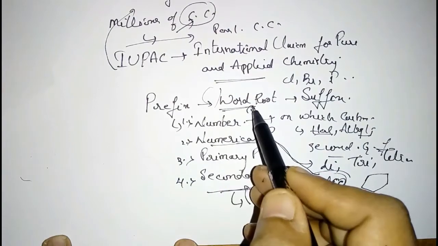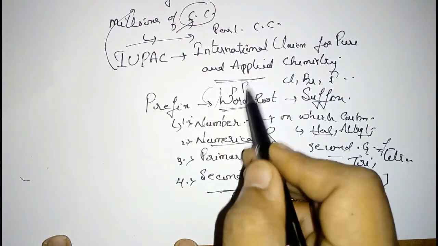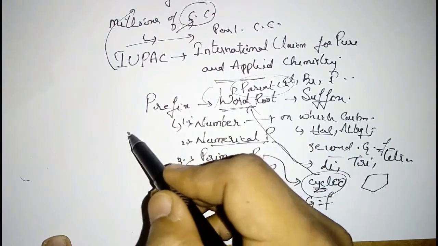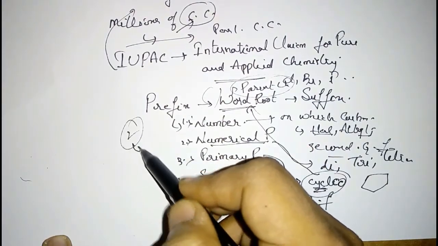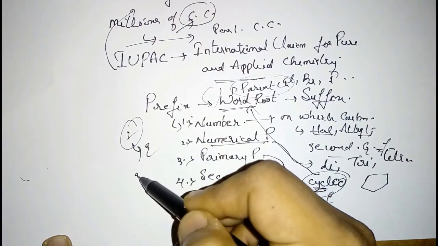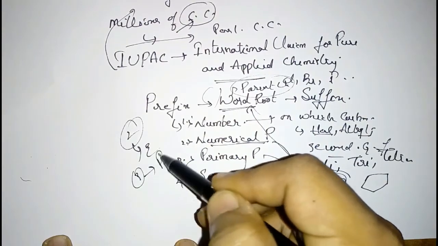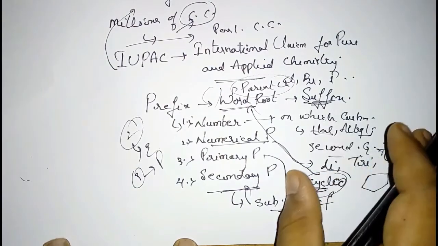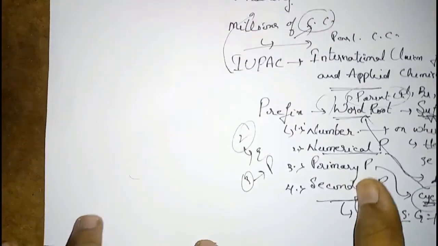Then comes our word root. Word root means our parent chain. If it contains two carbons in the parent chain, we say ethane. If it contains three carbons, we name it propane. That's what our parent chain says. Next one is our suffix. And what does this suffix say?